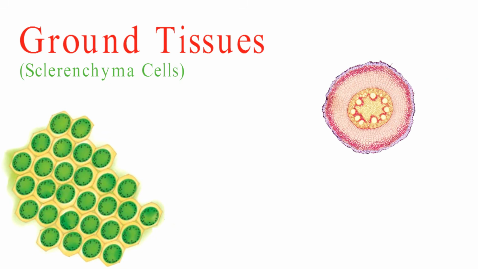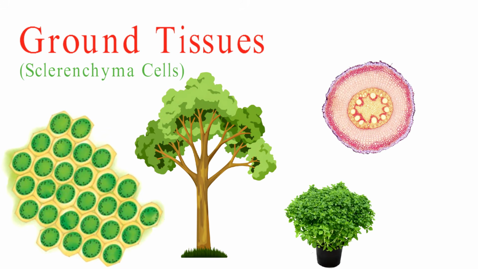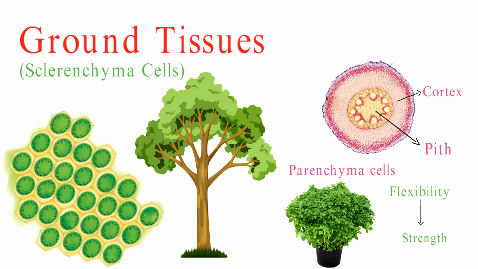Ground tissue is distributed throughout the plant body, but its composition and functions can change as the plant matures. That's why woody plants need more Sclerenchyma cells than herbaceous plants. In herbaceous plants, you'll find more Parenchyma cells, while woody plants have a mix of all three cell types, forming the pith and cortex. This change in composition supports their transition from flexibility to strength as they mature.